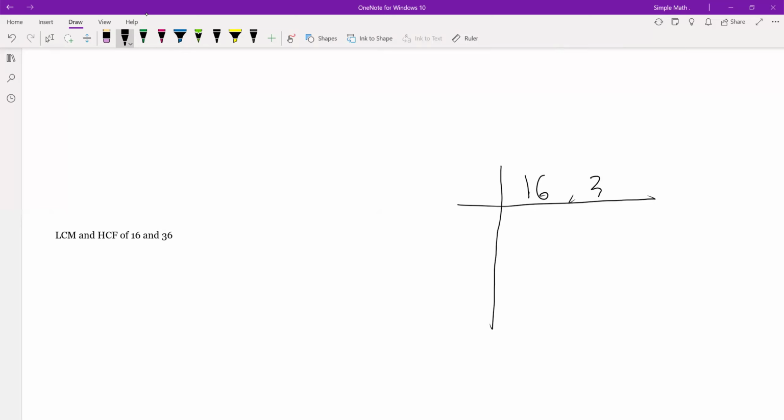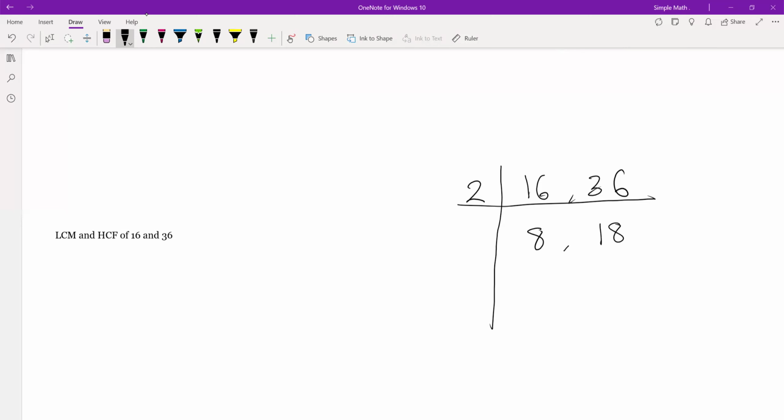16, 36. Think of a number that can divide both 16 and 36. You can start with 2. You can even use 4. As long as the number can divide both of them. You can use 2, you can use 4, but for the sake of starting out, let's just use 2. So 16 divided by 2 is 8. 36 divided by 2 should be 18.